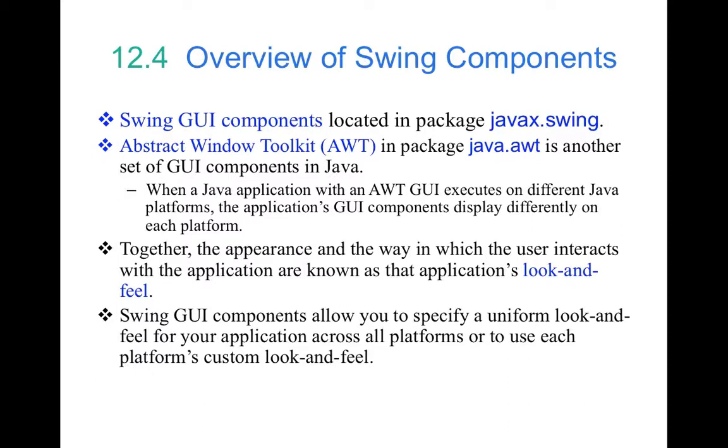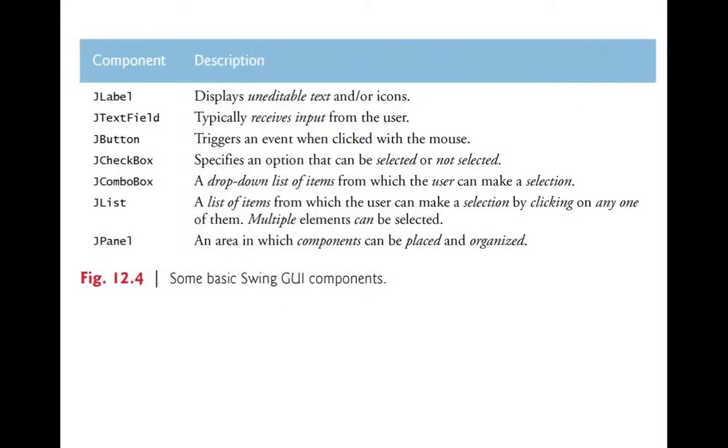So again, there's a different class we would call upon when we want to use this abstract window toolkit that's part of the whole swing environment. Okay, so again, there's different components we're going to call upon, and these are different components which we just talked about.